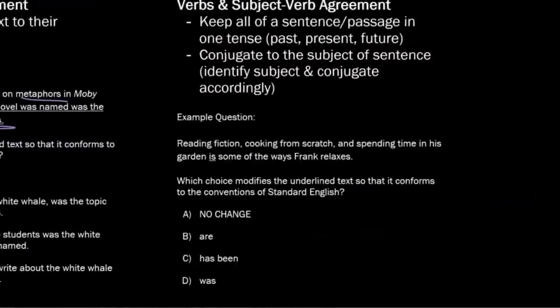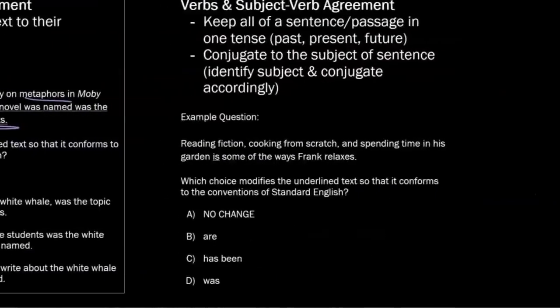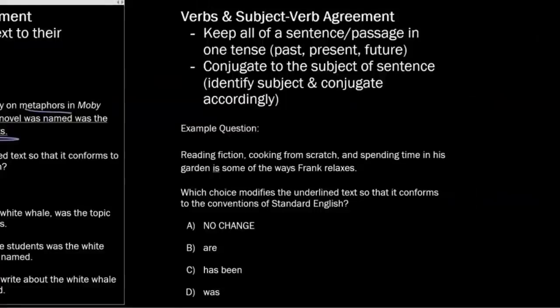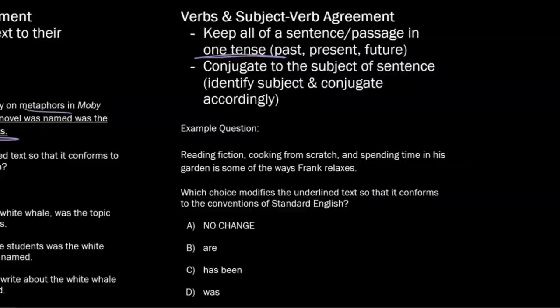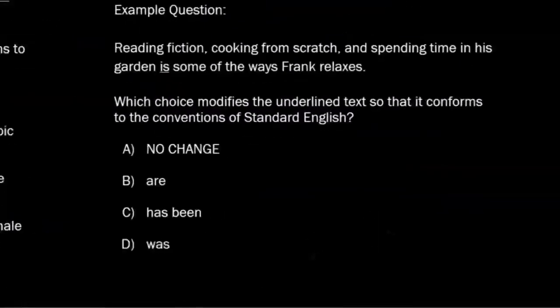Okay. Now, for our verbs and our subject-verb agreement, we're going to try to keep all of our sentence and passage in one tense, right? We can't have some parts of the sentence in past tense, some parts in future, whatever. All right, and we also need to conjugate. We can't say "they was", it's "they were", or "he were". He is or he was or whatever. All right, got to make sure that that's correct.